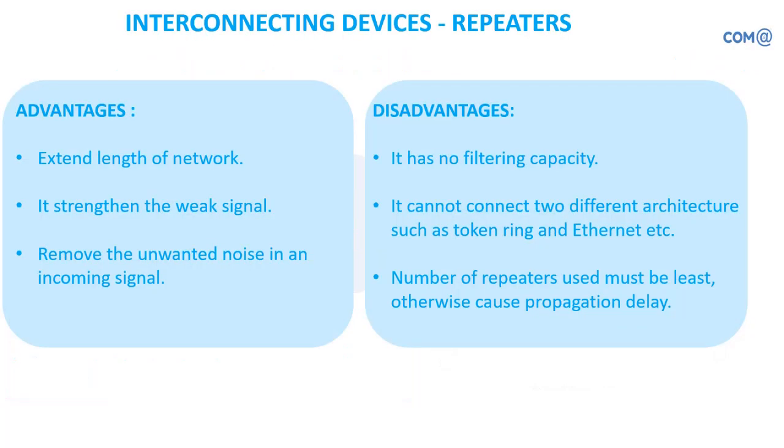Advantages: it helps to extend the length of the network, strengthens the weak signal and removes the unwanted noise, so data transmission may happen faster. Disadvantages: it has no filtering capability. It cannot connect to different architectures. So it can support only Ethernet or any other specific architecture, not as a combined one.